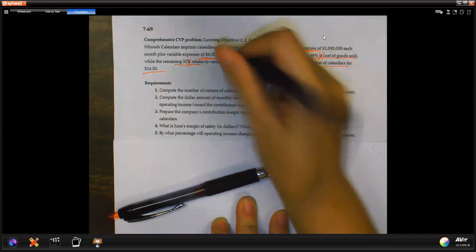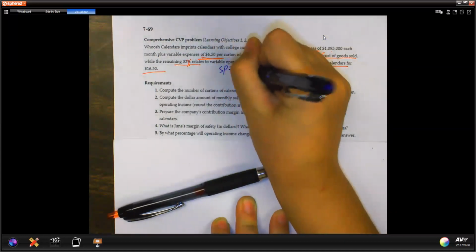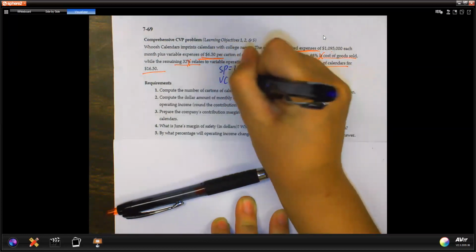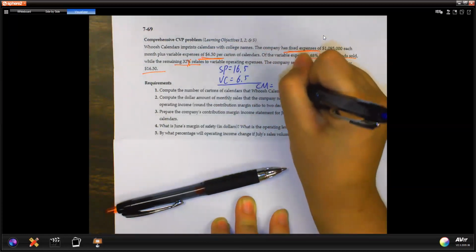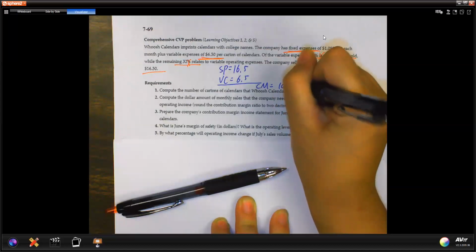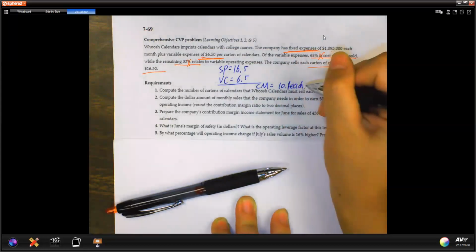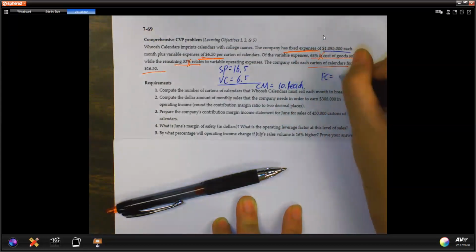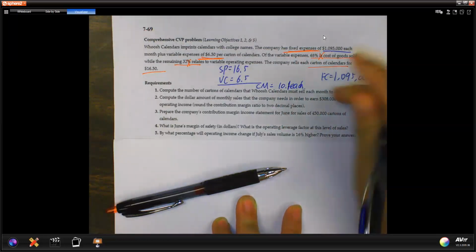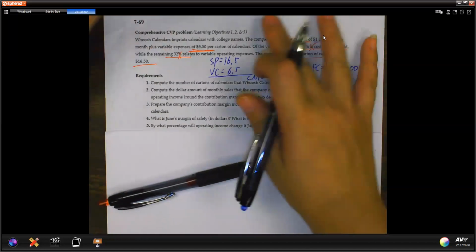So now I just write down some key numbers. Selling price is 16.5, variable cost is 6.5. Very naturally, we get a contribution margin of $10 each. And the fixed cost we got is 1.095 million. So we got all the numbers. I just write it there.